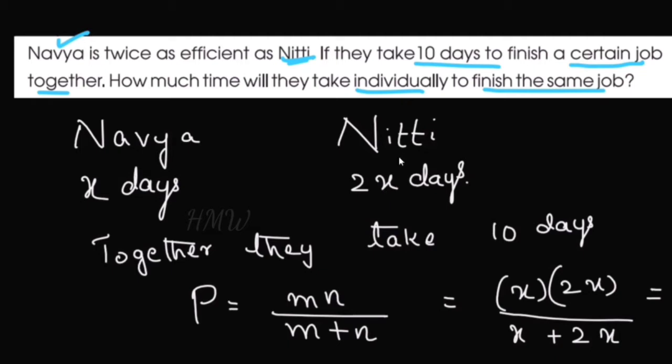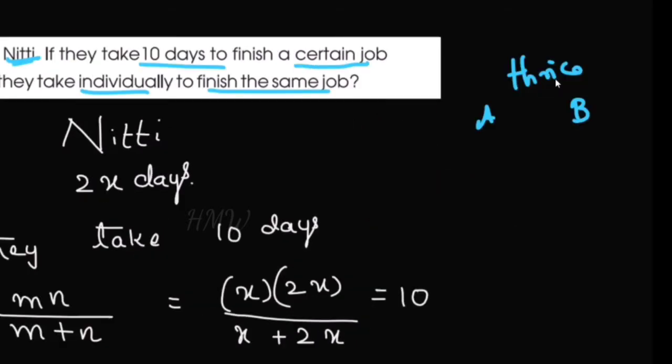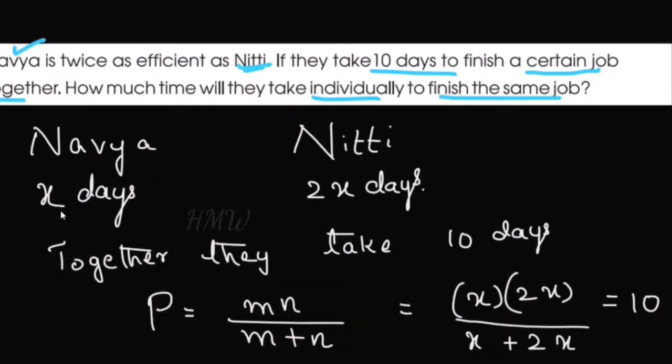So the number of days taken by Niti will be more. You should know how to write this. Navya takes X days to complete. Navya is twice as efficient, so multiply by 2, which is 2X. So Niti will take 2X days. Suppose it is given A and B, and A is thrice as efficient as B. If A takes X days to complete a work, B will take 3X days because A is more efficient than B. B will take more days to complete the work. So that is what is given here: Navya takes X days and Niti takes 2X days.